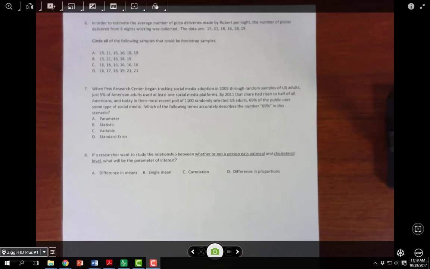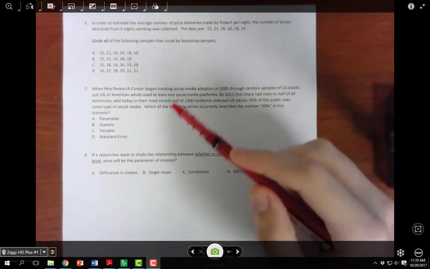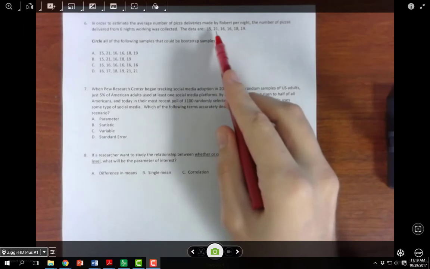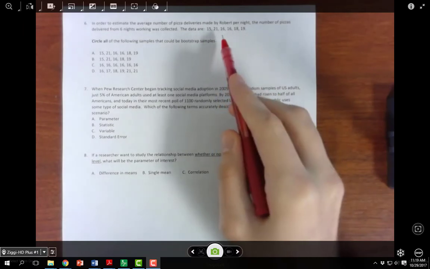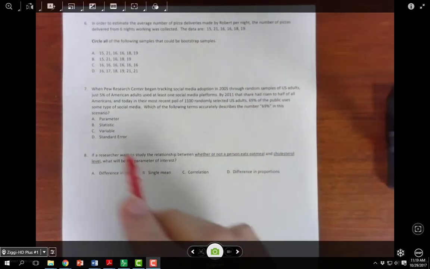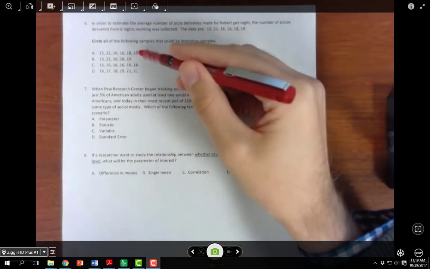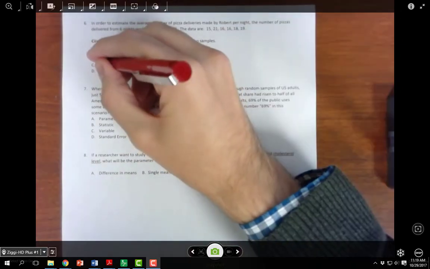So 6 wants to know which of the following would be a bootstrap sample. So we have the values 15, 21, 16, 16, 18, and 19. So a total sample size of 6. So we just want to count which ones have a total sample size of 6. So A, C, and D do. So we can rule out B.